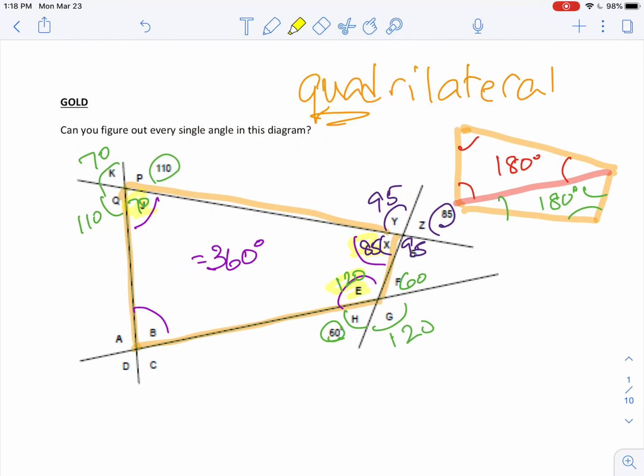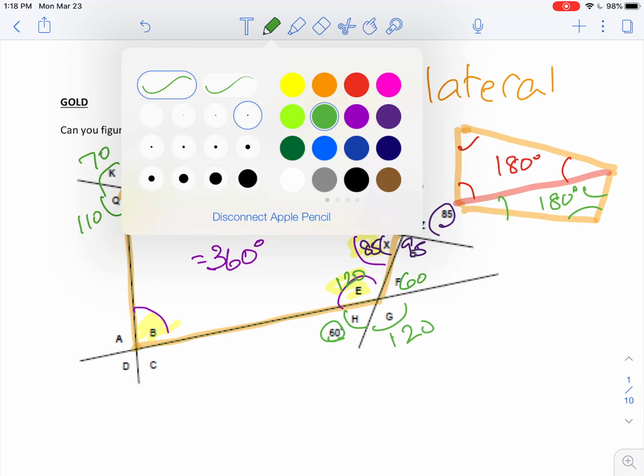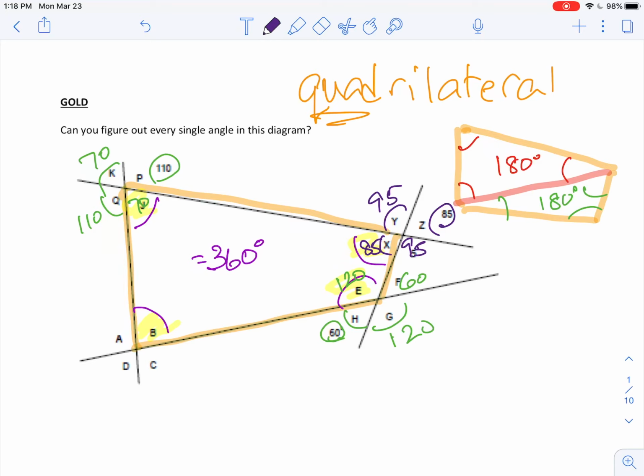So getting these corners over here should be relatively easy, what we've been doing. What makes this a gold problem is the fourth corner right there. So we know that all these angles right here that are highlighted in yellow have to equal 360 degrees. Well, we have a 70 degree angle, we have an 85 degree angle, we have a 120 degree angle. So we already have, if my math is right, 275 degrees.